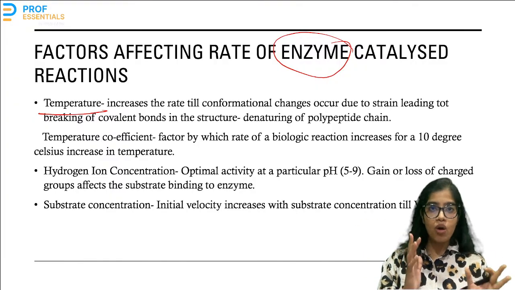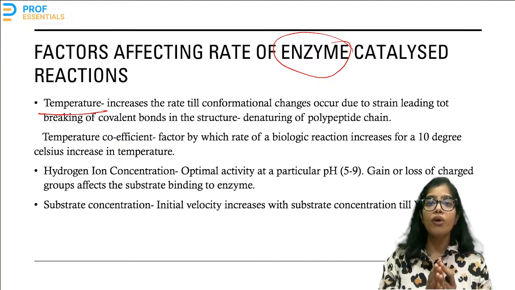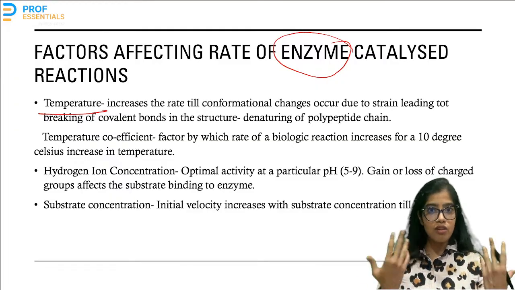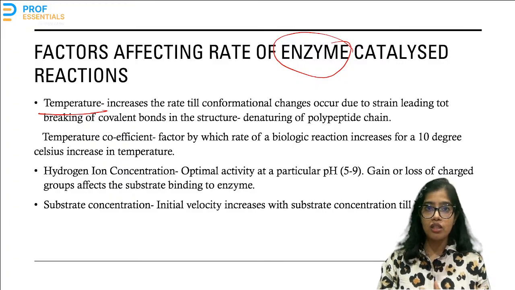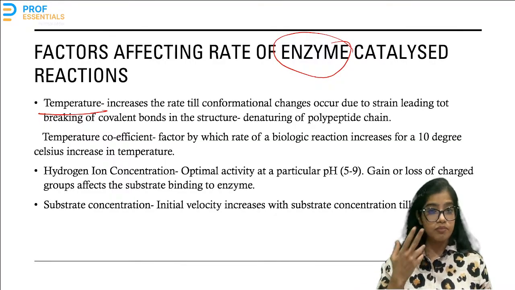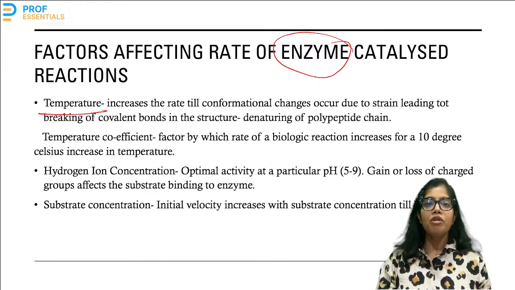So beyond a particular temperature, the enzyme itself is going to denature. The covalent bonds in the enzyme itself are going to break down, and then the rate of the reaction is going to decrease. In the human body, a temperature of about 45 to 55 degrees Celsius is tolerable. So till about 55 degrees Celsius, the enzymes can work. But in conditions like hyperthermia or malignant hyperthermia, when the temperature increases so much that the enzymes required for normal bodily activities get denatured, it can turn fatal.